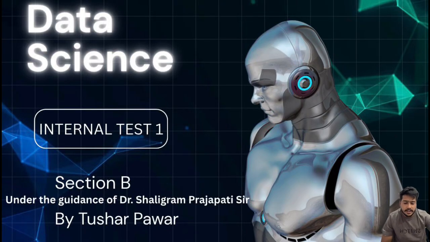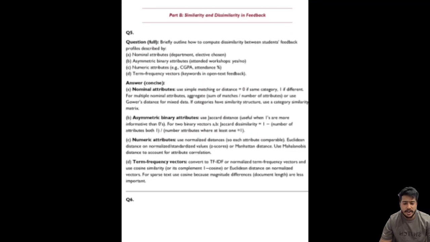So now here we start our B part, that is similarity and dissimilarity in fit. The question briefly outlines how to compute dissimilarity between the student's feedback profiles. Now we have sub-questions, like nominal attributes. So what are nominal attributes? Use simple matching: distance is equal to 0 if the same category, 1 if different, for multiple nominal attributes.